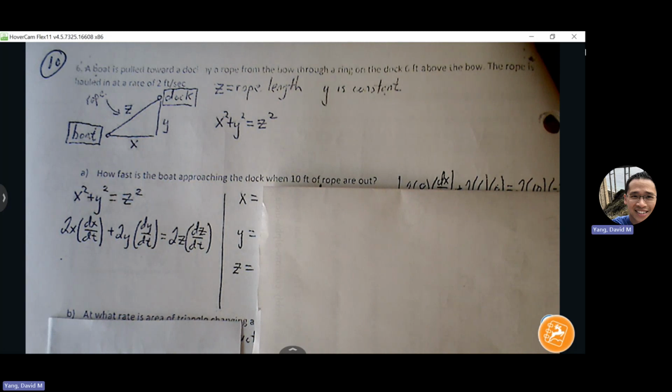Okay, the rope is being hauled in at a rate of 2 feet per second. What is that referring to? Okay, anything special about dz/dt? What's happening to that length of the rope? Negative, right? The rate is negative. We're trying to solve for dx/dt, that's the unknown. What do you think dy/dt is equal to? Y does not change, right? That height is never changing. It's going to stay 6 feet the entire way through the problem, so the rate of change is 0. The rest is just plugging in.